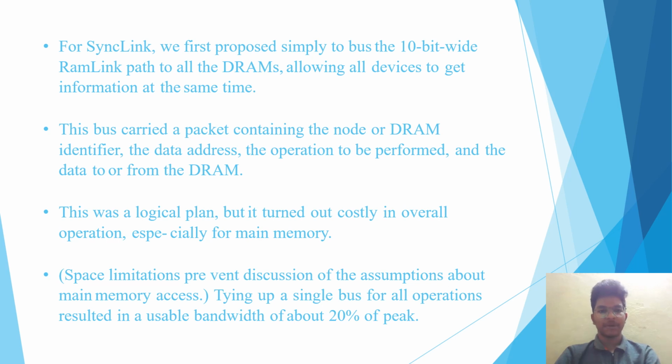For Synclink, we first proposed simply to bus the 10-bit wide Ramlink path to all DRAMs, allowing all devices to get the information at the same time. This bus carried a packet containing the node or DRAM identifier, the data addresses, the operation to be performed, and the data to or from the DRAM. This was the logical plan, but it turned out costly in overall operation, especially for the main memory. Space limitations prevent discussion of the assumptions about the main memory access. Tying up a single bus for all operations resulted in a usable bandwidth of about 20% of the peak.